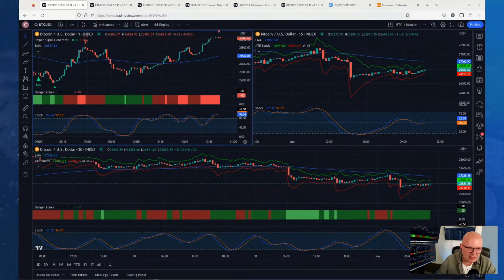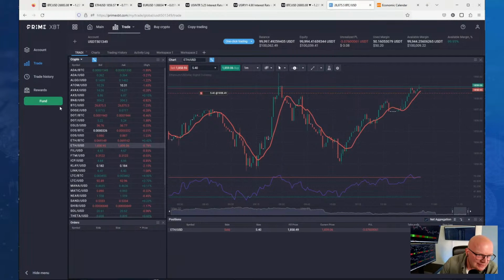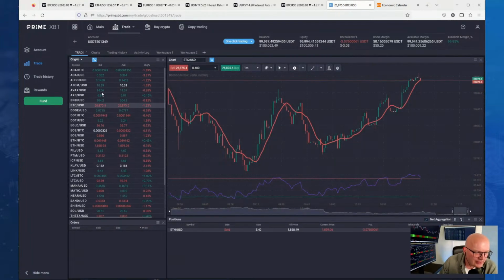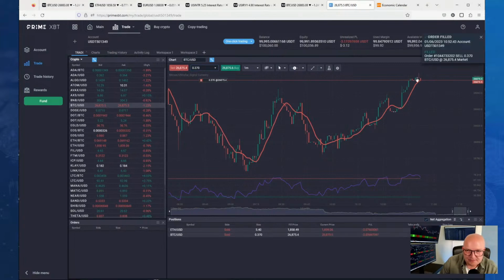Yeah, so we also have a short signal on Bitcoin. Now, normally it wouldn't make sense, of course, to trade Bitcoin and Ethereum in the same direction because they are pretty much moving in sync. But as I said, we want a little bit of action today. So what do we have, 28,875. 0.37 we want to trade. 0.37 Bitcoin and short. Here we go.